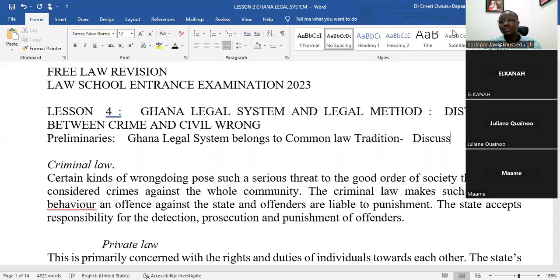And of course, as we learn judicial precedent, you will come to notice that we have what we call the binding aspect of every decision, the ratio decidendi. And then we have the non-binding aspect, what we call the obiter dictum, or obiter dicta if there are many. Now, the obiter dictum or obiter dicta is not binding.